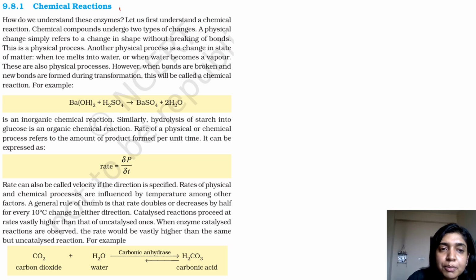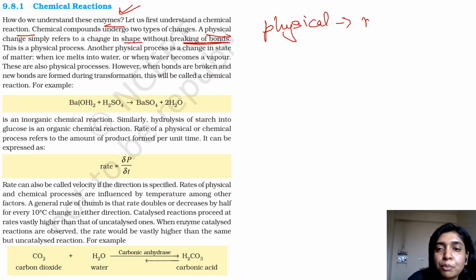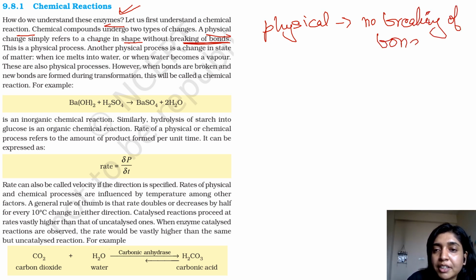Moving ahead, let's talk about the chemical reactions that these particular enzymes perform. So how do we understand the enzymes? Let us first understand a chemical reaction. Chemical compounds undergo two types of change, a physical change or a chemical change. A physical change is a change in shape without breaking of bonds. The most important line when we're talking about physical or chemical changes is that whenever there is no breaking of bonds, it is a physical change. When we're talking about breaking and formation of bonds, it becomes a chemical change.